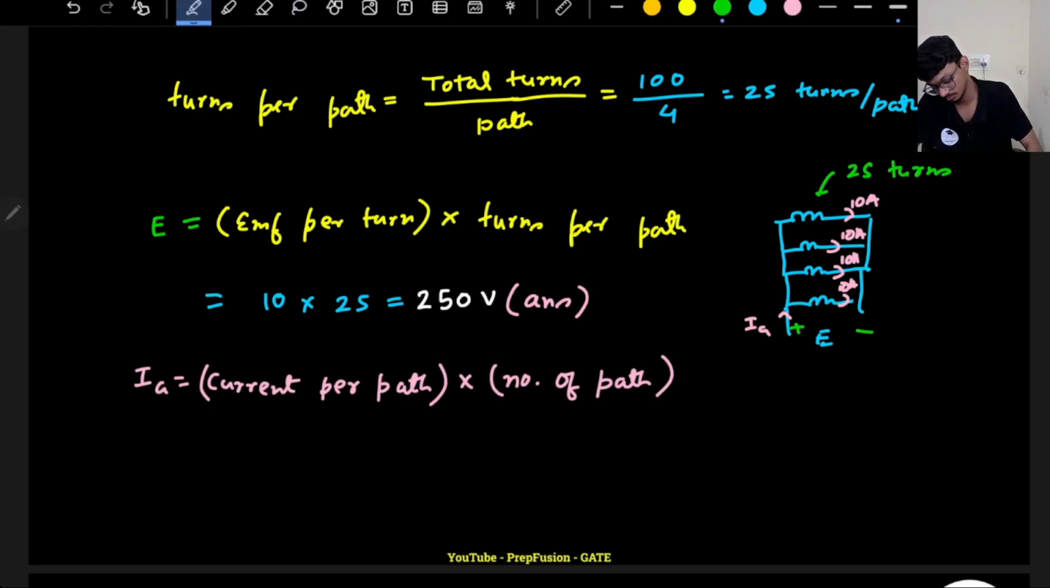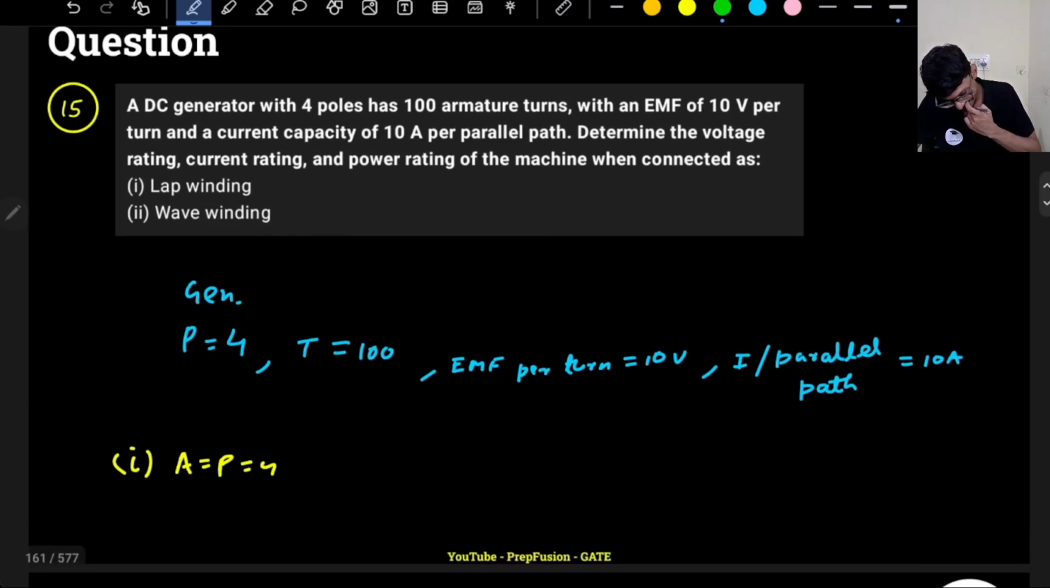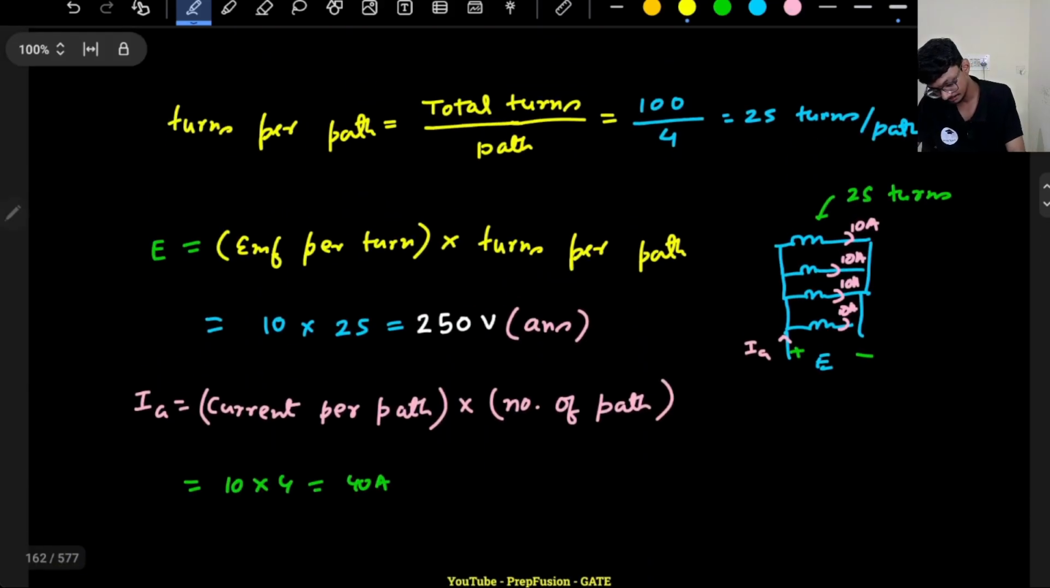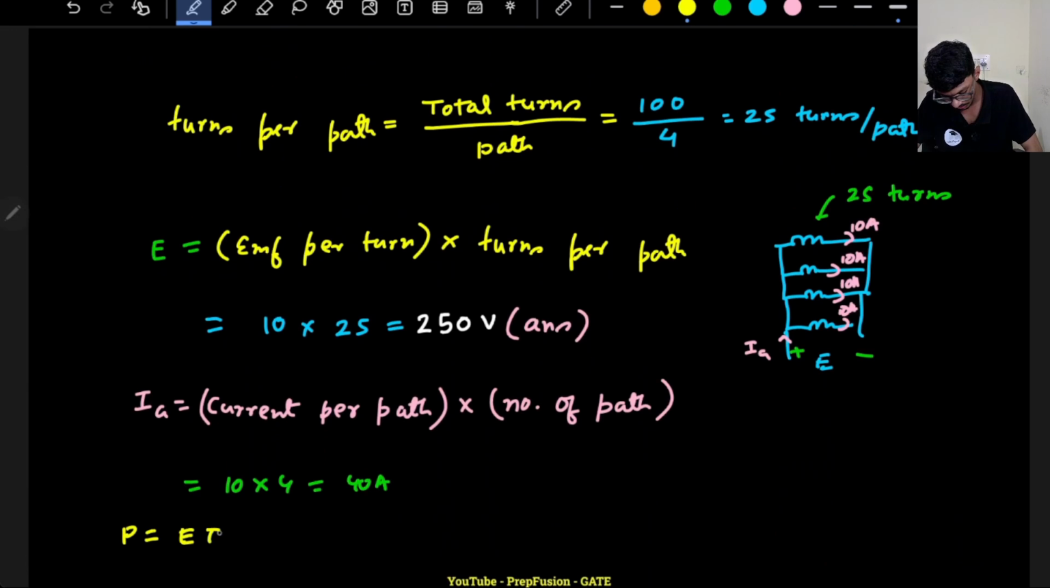Okay, so this will be the current per path. Current per path is 10 into the number of parallel paths, which is 4. So 40 amperes will be the current rating. Now what are they asking also? They are asking for the power rating. So what is the power rating? The power rating is simply the voltage rating into the current rating. So it is 250 into 40. So this will be 10 kilowatt. This will be the power rating basically.